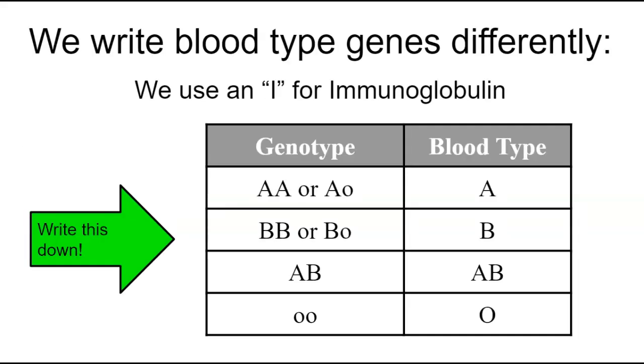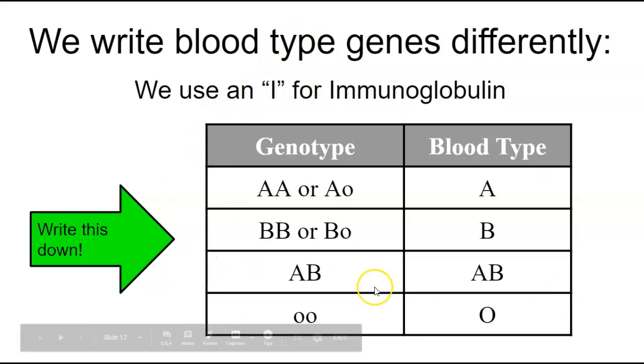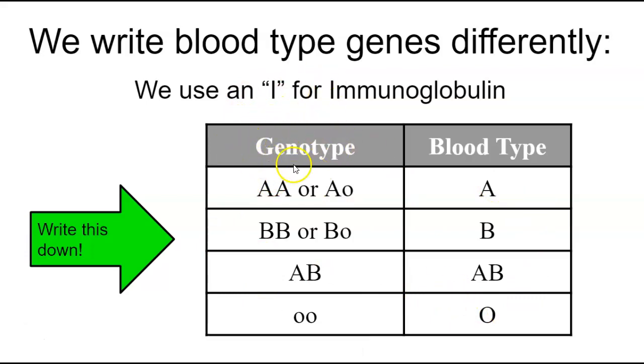All right, you're going to need to copy down this chart. So go ahead, pause the video, copy down this chart. You can ignore this top part. We just need the charts here. So on the left-hand side, we have genotype. Those are the genes or the letters that make up the genes. And then on the right side, we have what blood type it is.